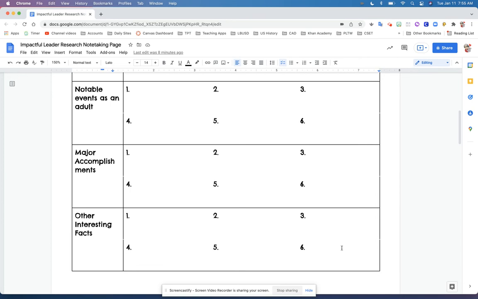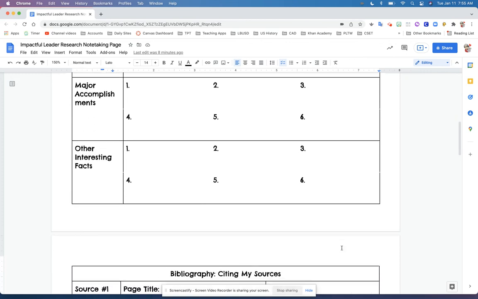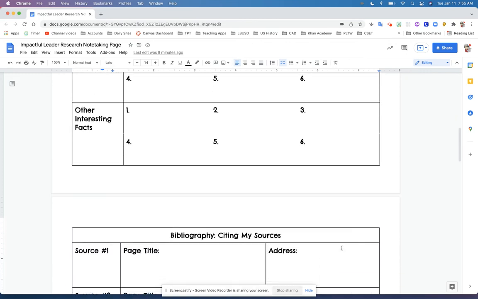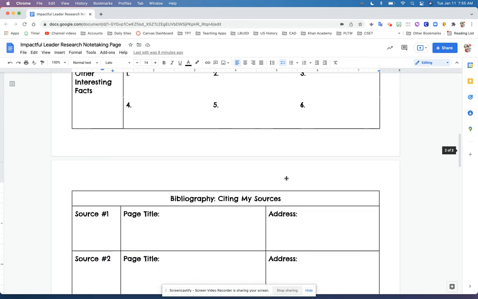Major accomplishments, that would be awards. Maybe they got a presidential award from Obama or something like that. So major accomplishments, successes, and failures. So if there's a failure that this person has had in their life, because that's what builds character, include that in your research notes. Okay. And then any other interesting facts about the person, you're just going to include on your note-taking sheet. Okay.